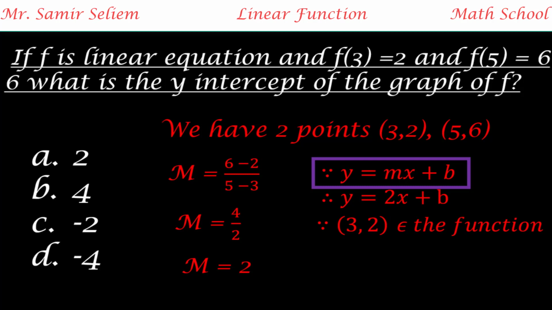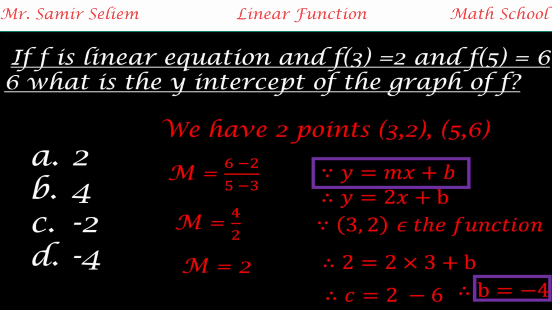3, 2 belongs to the function. So cancel x and write 3, and cancel y and write 2. Now we get 2 equals 2 times 3 plus b. Then b equals 2 minus 6. So b here is negative 4. So this symbol is b. Sorry for that. So the answer option is negative 4, D.